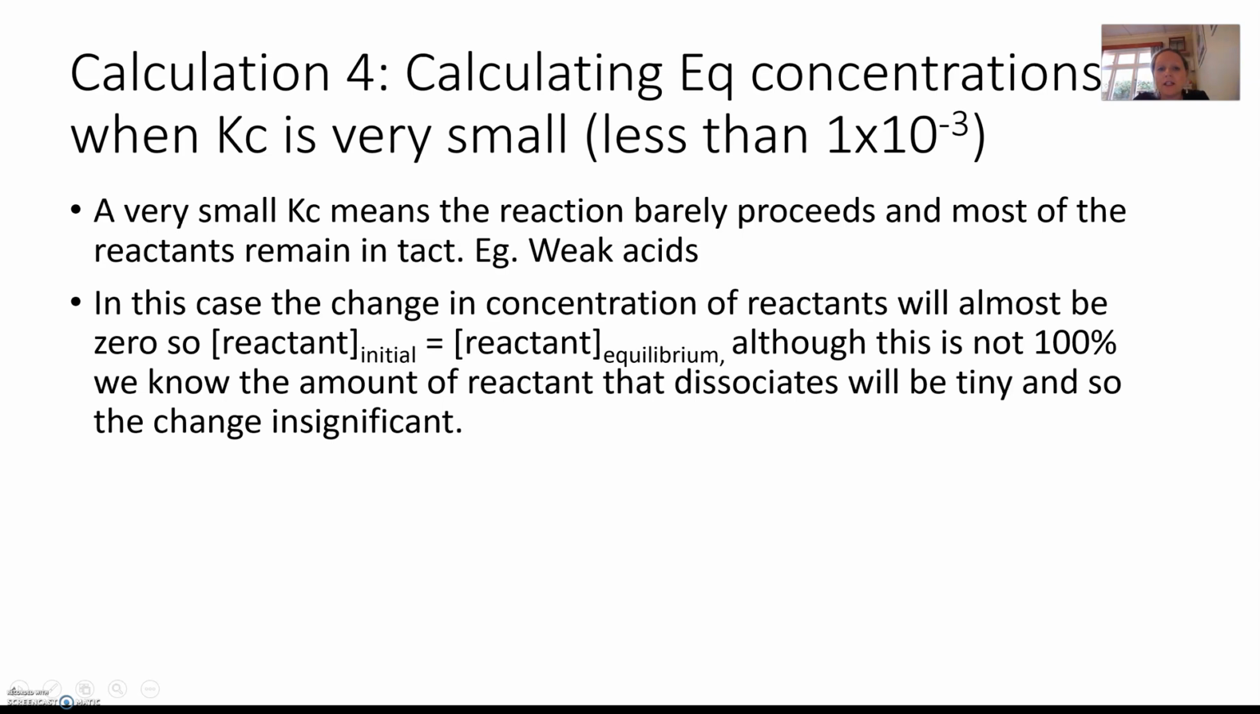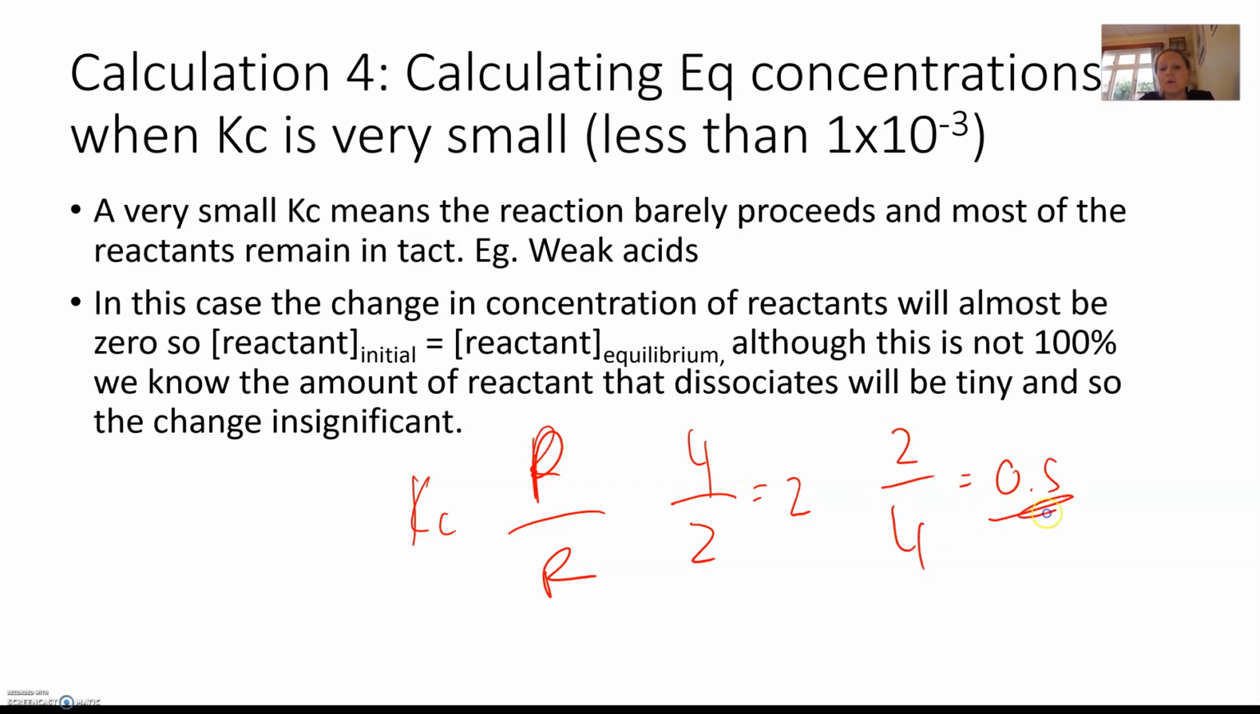So if we've got a really small Kc, remember Kc is product divided by reactant. I always get you to plug in these two numbers, 4 divided by 2 and 2 divided by 4. To get a small one, you need a larger amount of reactants. What we're saying with a really small value of 1 times 10 to the negative 3 is that most of the reaction is staying as reactant and so remains intact.